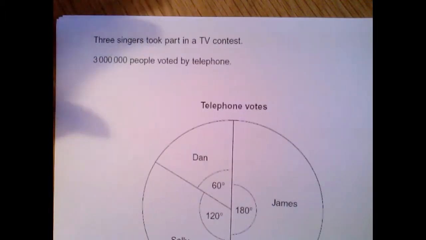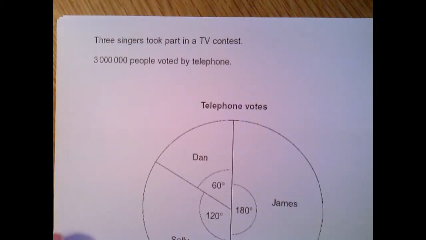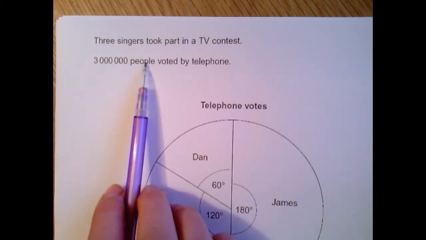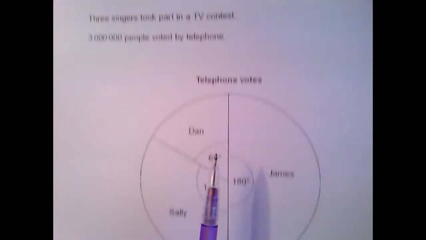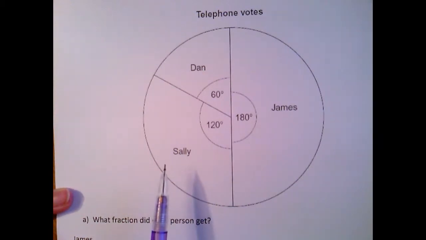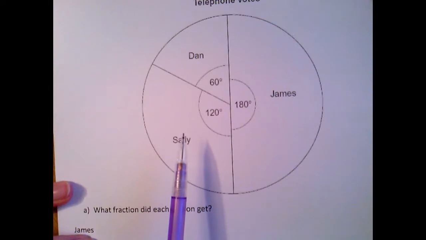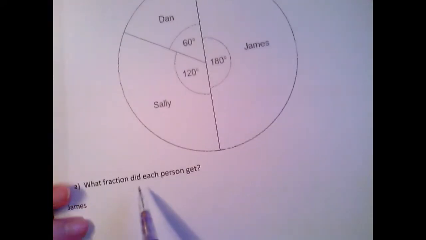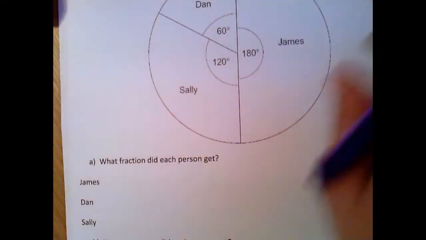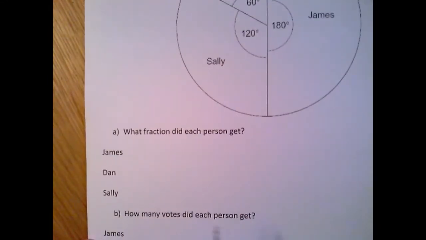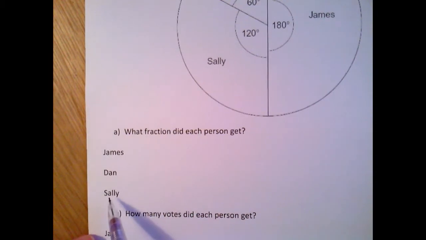One more question on pie charts, because I know it's something that people tend to struggle with. So this question: 3 singers took part in a TV contest and 3 million people voted by telephone, and these are the telephone votes. So this pie chart represents 3 million people. It's quite a big number we're working with here. We're asked first of all, what fraction did each person get? So we need to work out what fraction James got, Dan got and Sally got.